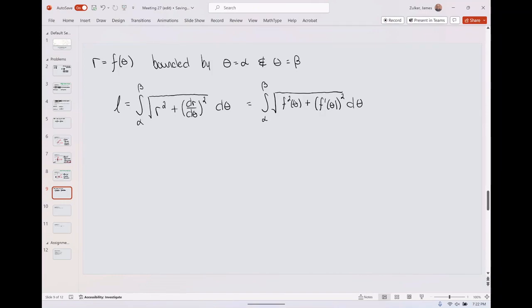Be careful with notation. They are not the same. This is the derivative of r, then squared. This is the derivative of r squared. Right? Just like they are not the same. This is the differential for r squared. This is the differential for r, then squared.